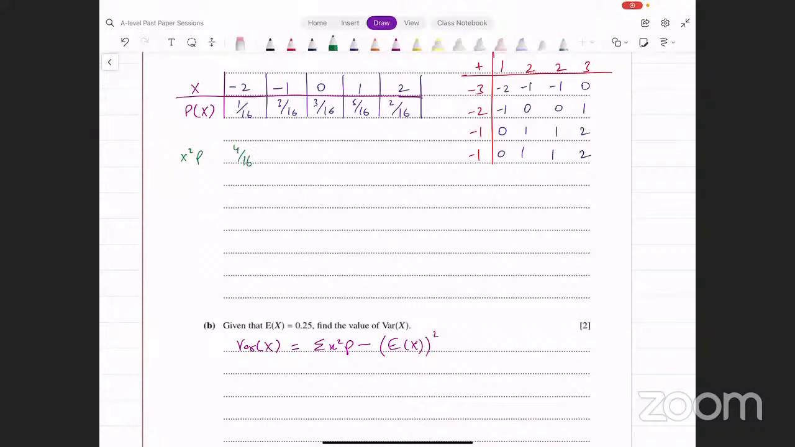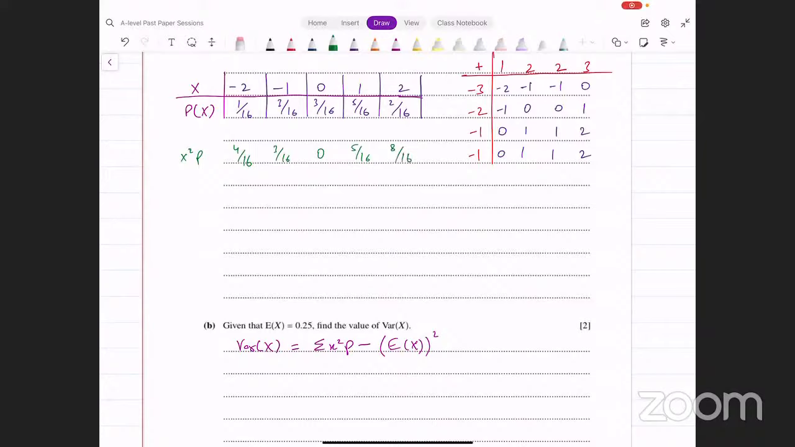Minus 1 squared is 1. 1 into 3 over 16 is 3 over 16. 0 into whatever is going to be 0. 1 into 5 over 16 is 5 over 16. And then 2 squared is 4. 4 into 2 over 16, that is 8 over 16. ये आपके पास आ गया x square p.